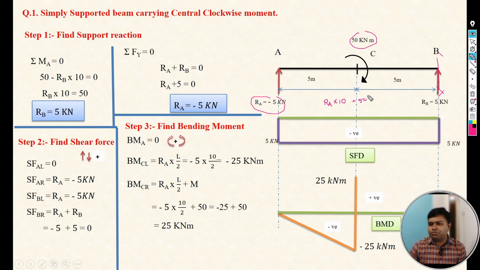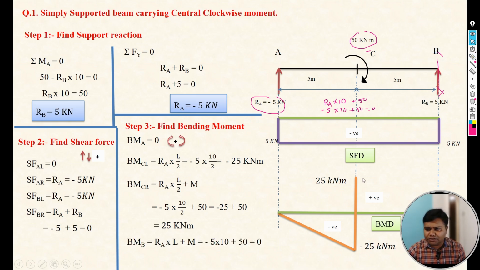Moment is what? Force into perpendicular distance, not moment into perpendicular distance. So if any moment is there, we need to take that moment as it is in the moment calculation. So now Ra is minus 5, into 10, plus 50. So minus 5 into 10 is minus 50, plus 50, so it will be 0. So moment at B point will be 0. It means it will close at the B point. So this is the shear force and bending moment diagram for the first case.